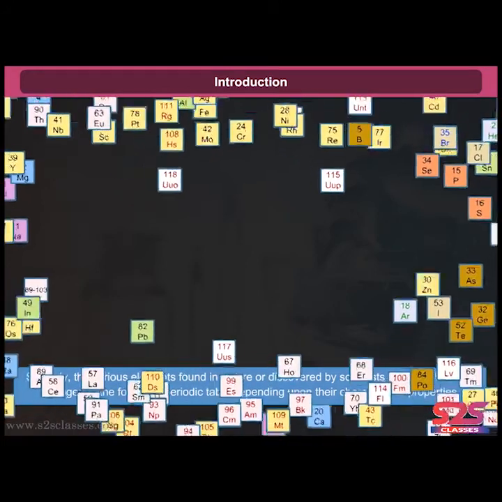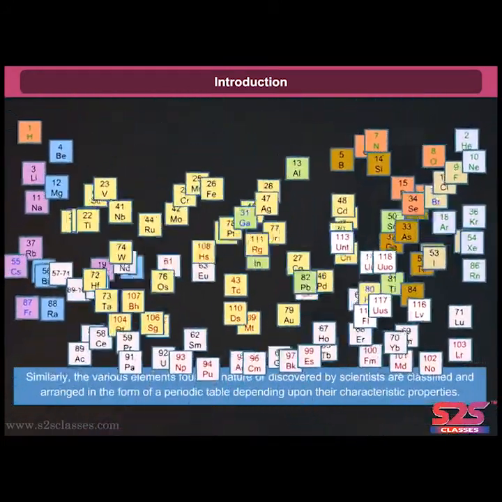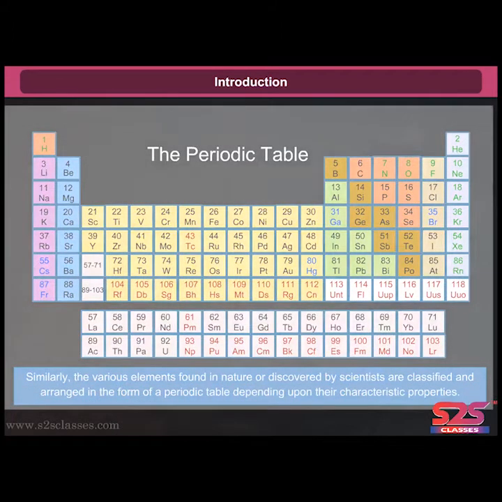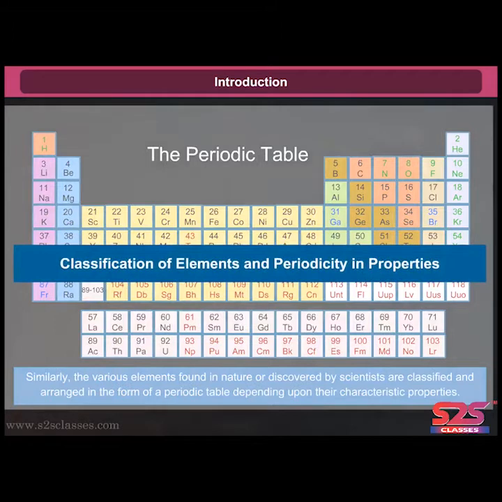Similarly, the various elements found in nature or discovered by scientists are classified and arranged in the form of a periodic table depending upon their characteristic properties. Let us throw some light on the distribution of these elements and their periodic properties in the module Classification of Elements and Periodicity in Properties.